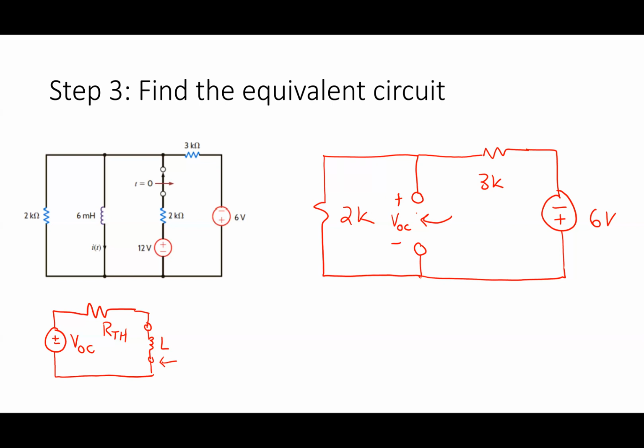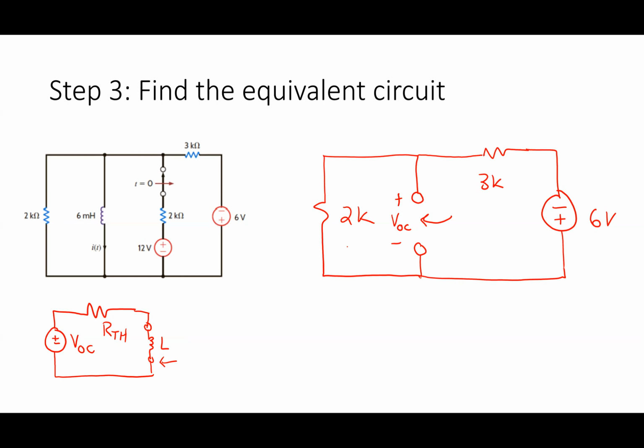What is VOC in the circuit? It's the voltage across what? The voltage across the 2K resistor, right? How do I know it's the voltage across the 2K? If you can't tell, do a KVL around this loop. VOC is the voltage across the 2K resistor.